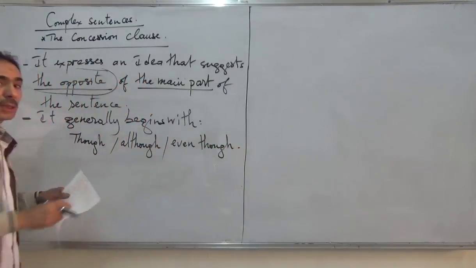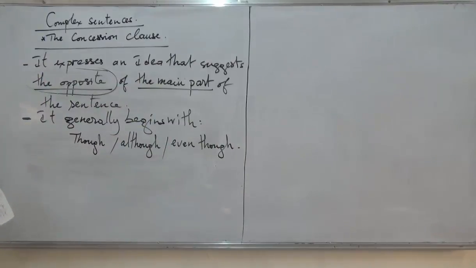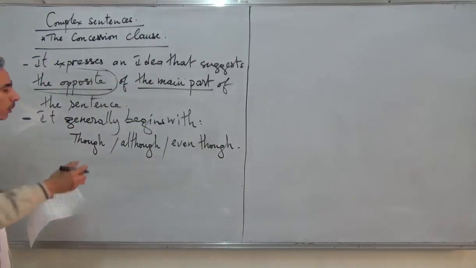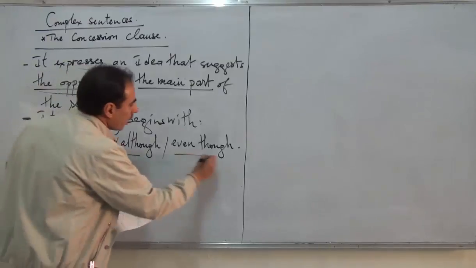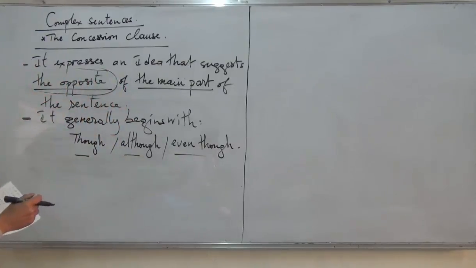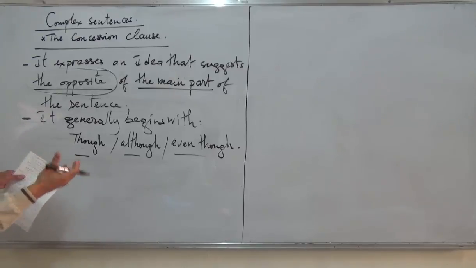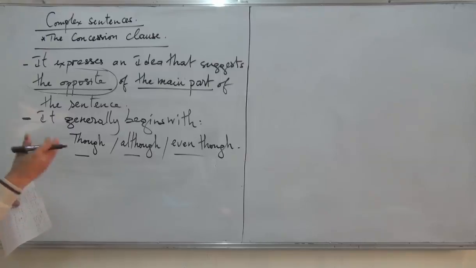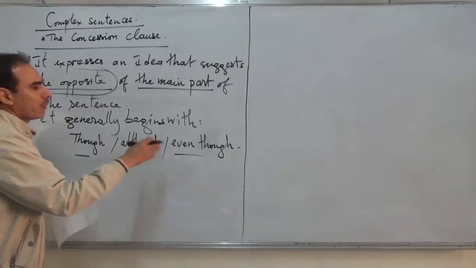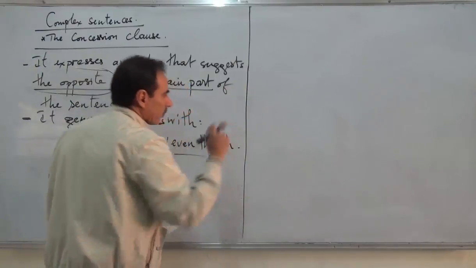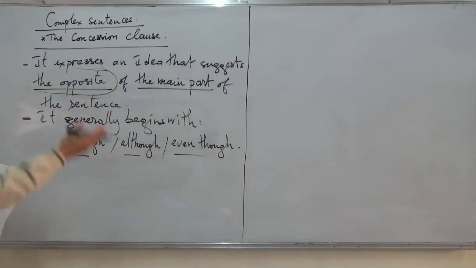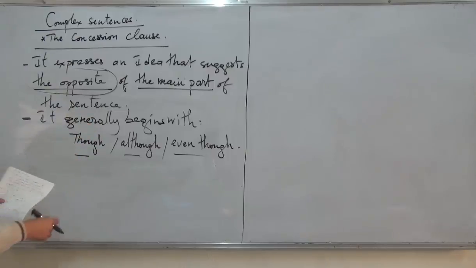Later on in this lesson, we are going to see that we can use many other words, but we try to emphasize though, although, even though, because they are the simplest. We use them to combine two simple sentences containing a subject and a verb. It means that after though, although, or even though, we always have a subject and a verb. The other connecting words have a specific syntax.